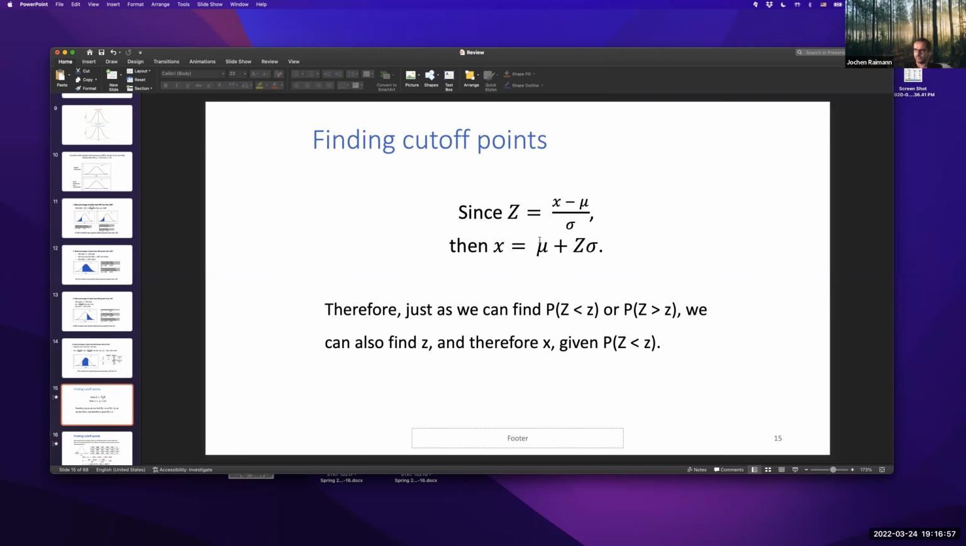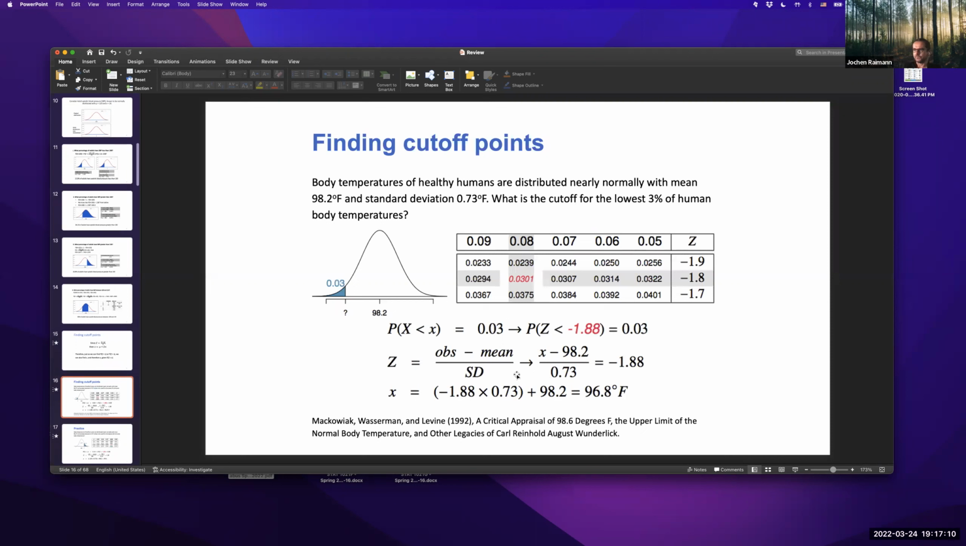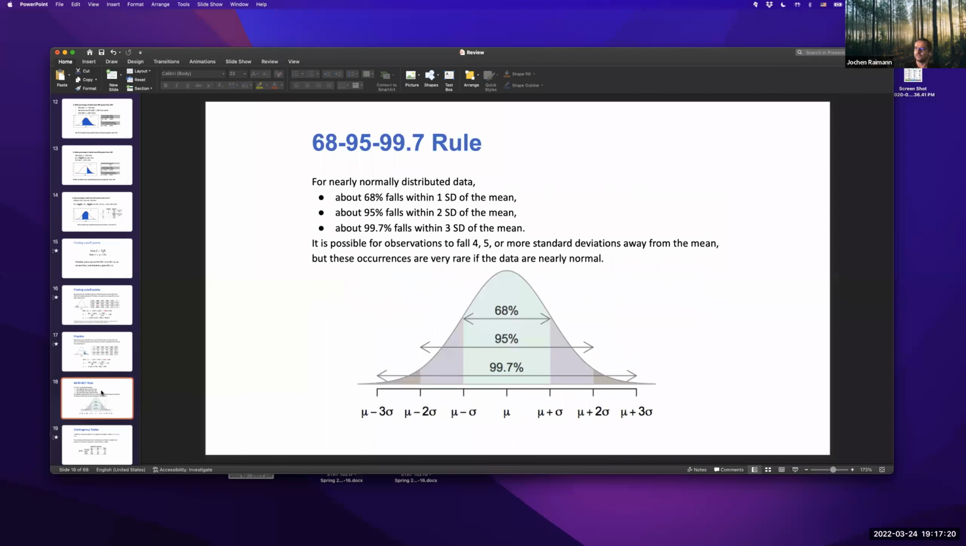If you retransform this formula, you can calculate the x, knowing the mean and the sigma. So the mu and the sigma allow you to calculate the individual score. This was the example we did in the context of the set score. You can calculate this quite easily. Here are some examples. That's the 68, 95, 99.7 empirical rule.